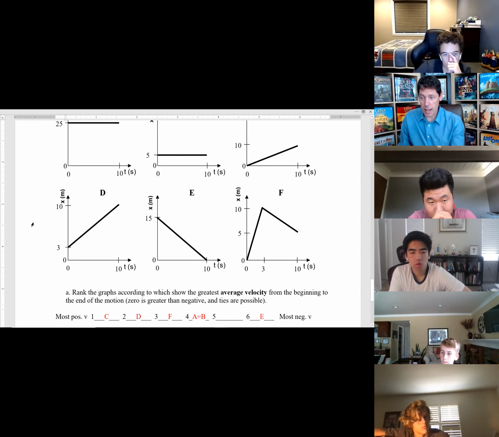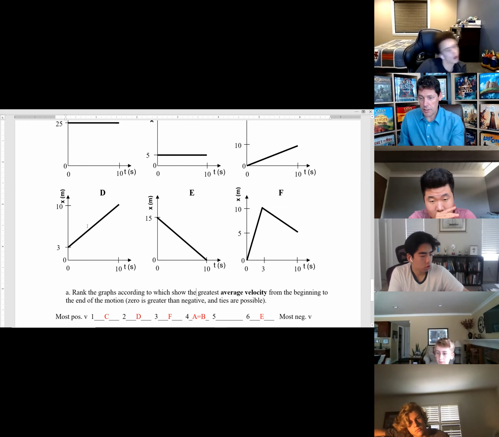Somebody different. How about object D? 0.7 meters per second, I think. Yeah, that is correct. 0.7 meters per second. It goes from 3 to 10. So that's 7 meters in 10 seconds. So 7 meters divided by 10 seconds is 0.7 meters per second.